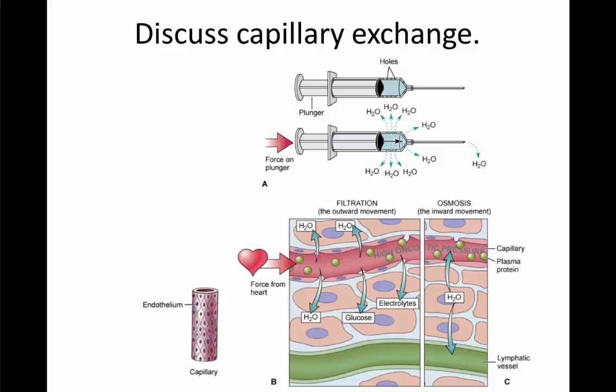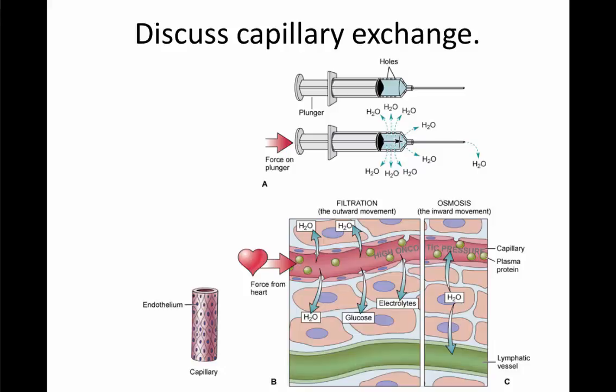A similar thing goes on with the capillaries. What we see here is that there is a force from the heart pushing the blood through our blood vessels. As that blood travels through our capillaries, because they're thin and there's spaces between the cells, that pressure allows for pushing out of water and glucose and electrolytes and other materials that those cells would need. This type of pressure is called hydrostatic pressure, and it allows for outward movement, which is called filtration.